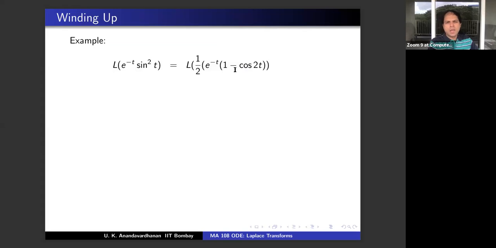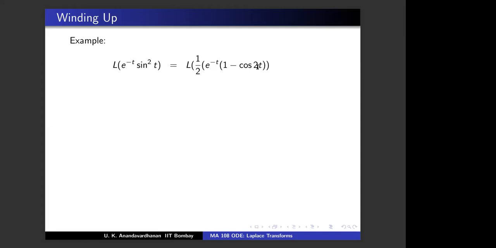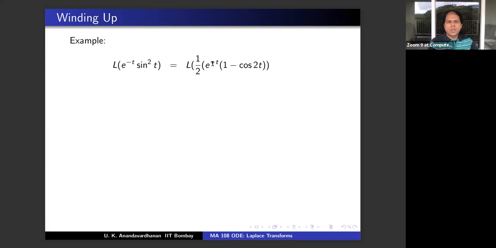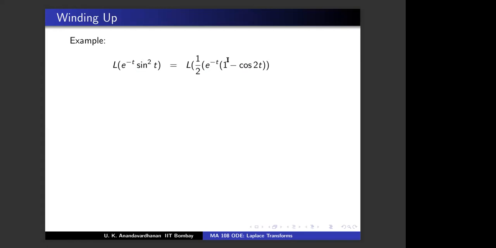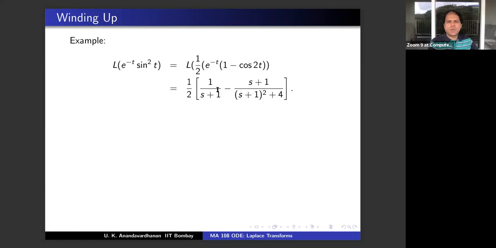So s plus 1. And here L of cos 2t is s by s square plus 4. And again you change s to s plus 1. So clear? Half times 1 by s plus 1 minus s plus 1 by s plus 1 whole square plus 4. Next example, L of t square e power minus at.